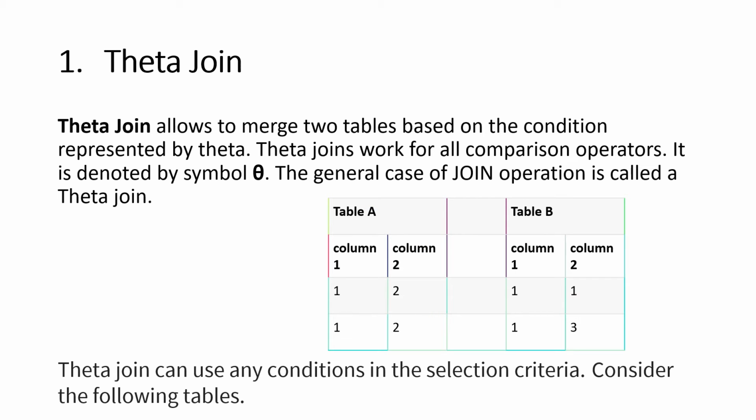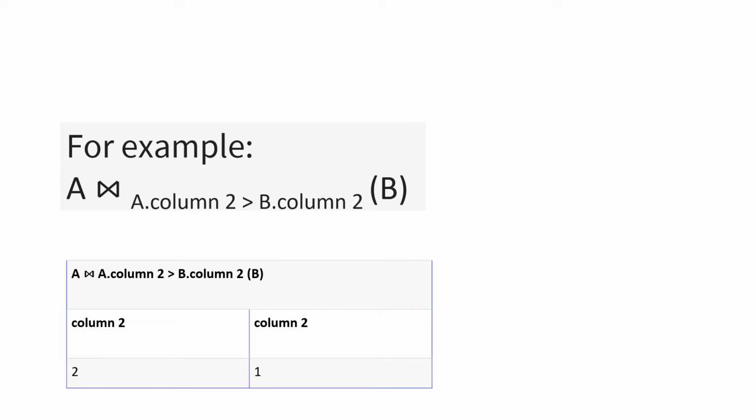Now we are considering one situation and then we check how it goes. Here we want to join tables A and B, but with the condition that column 2 of table A should be greater than column 2 of table B. So we get this row as our final result. Column 2 of A, column 2 of B. So this is 2, this is 1. 2 is greater than 1. So this condition is satisfied here.